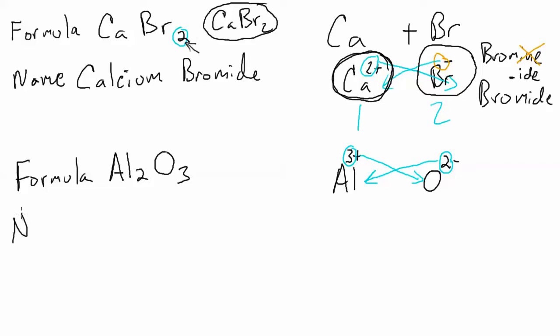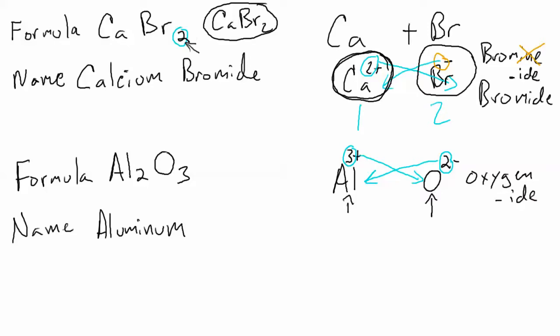Now the name. Alright, so remember the name of cations. If they're just one atom, the name of the cation, the positive ion, is the same as the name of the element. So the name of this stuff right here is aluminum. Alright, and then do you remember the trick for the naming of the anion, the negative ion? You take the name of the element, and then you have to drop the end of the name, and you have to add the suffix "ide."